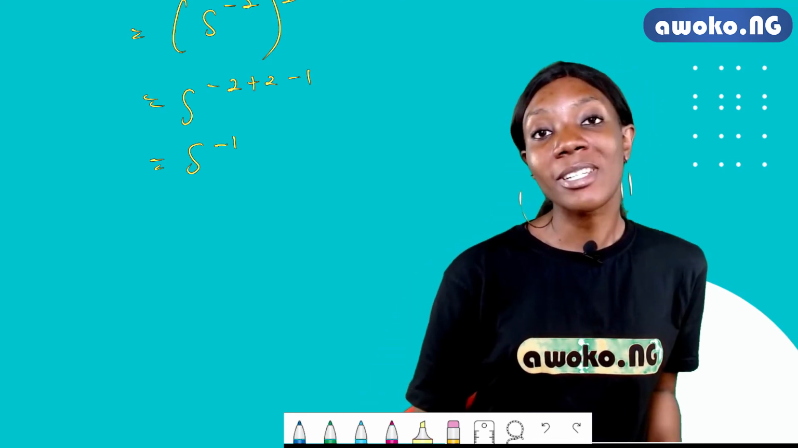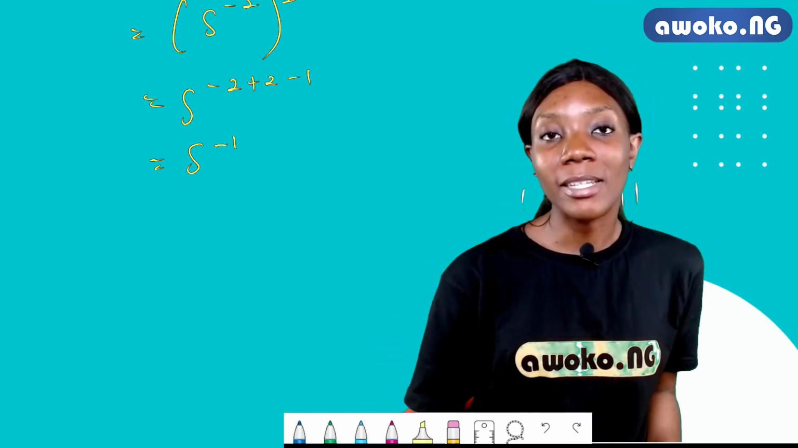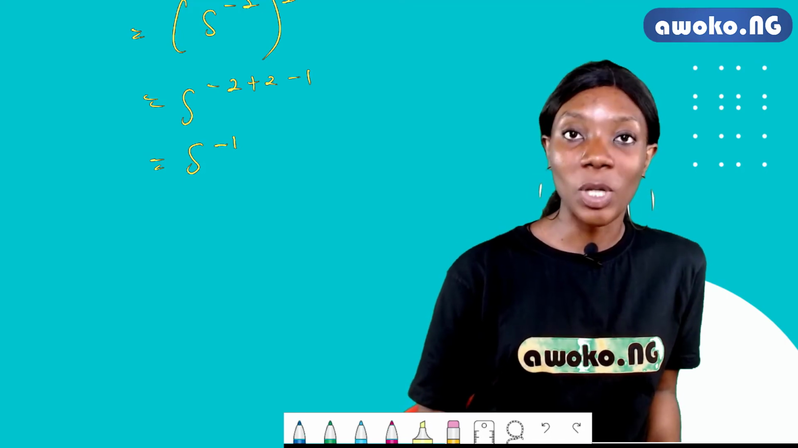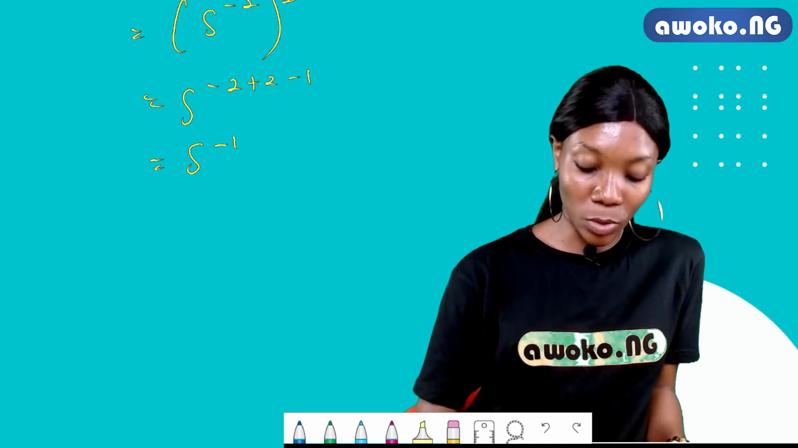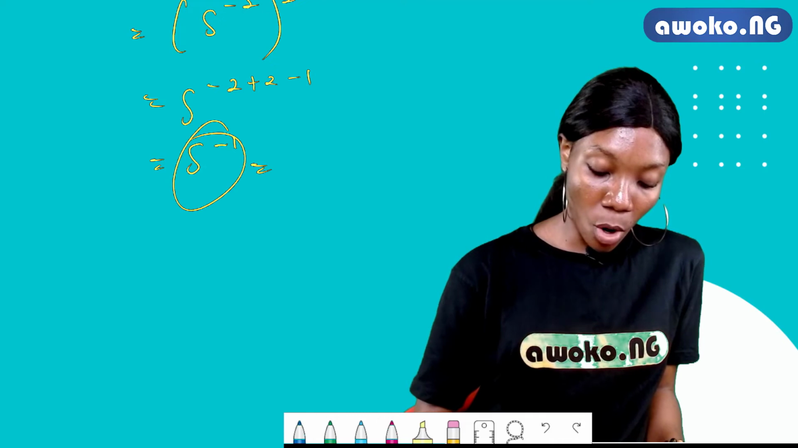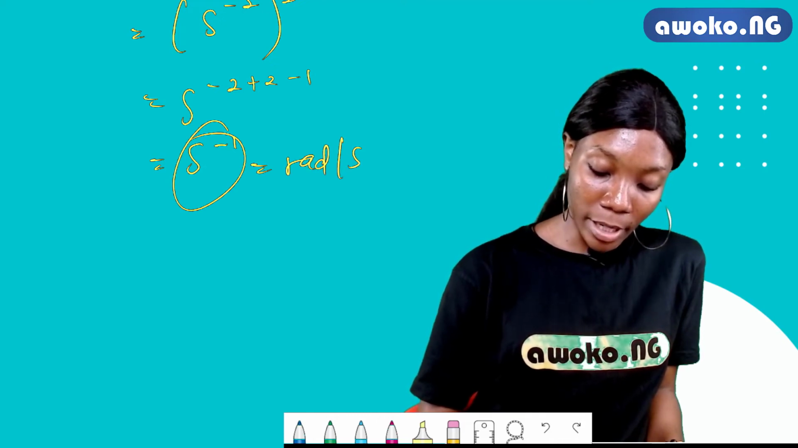We can either say this to be per second or more properly radian per second, because this is an angular frequency we're talking about. So we can either put this or say rad per second.